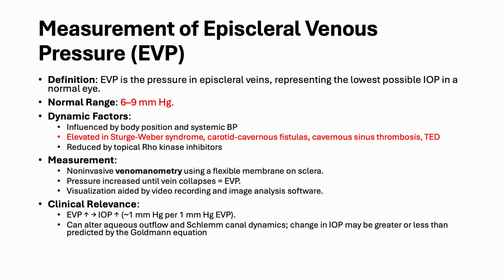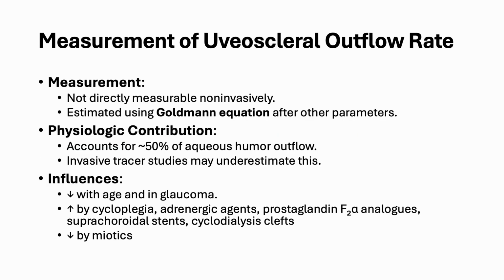Changes in EVP can also alter outflow through Schlemm's canal, affecting the Goldmann equation dynamics. As a result, observed changes in IOP may not match predicted values if EVP is abnormal. Uveoscleral outflow, often referred to as the unconventional pathway, cannot be measured directly using non-invasive methods. Instead, its rate is estimated by rearranging the Goldmann equation, once other parameters such as aqueous production, trabecular outflow, and episcleral venous pressure are known.